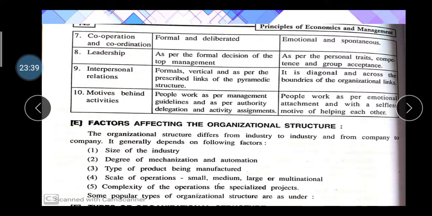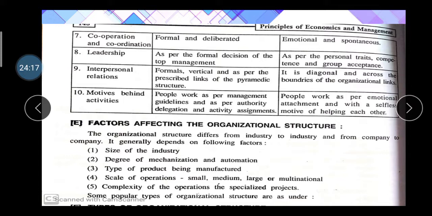Interpersonal relation: formal and vertical, as per the prescribed link and in the pyramidal structure. Then it's diagonal, and according to the boundaries there is an organizational link. The tenth and last difference is the motive behind the activity. People work as per the management's guidance, that's why they do this type of delegation of authority, this type of structure, the formal group. Then people work as per emotional attachment, so here there are selfless motives and helping each other, that's why they create this type of informal group.